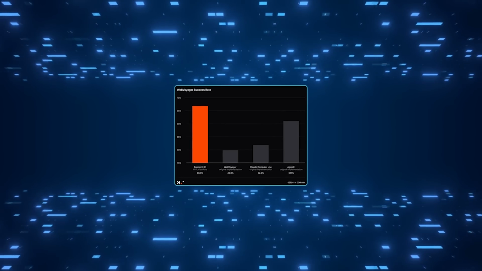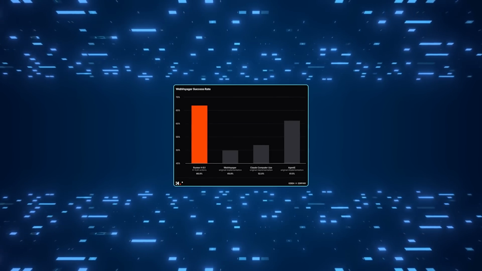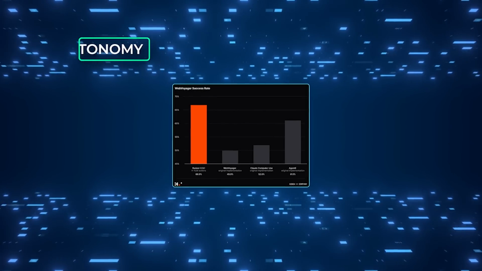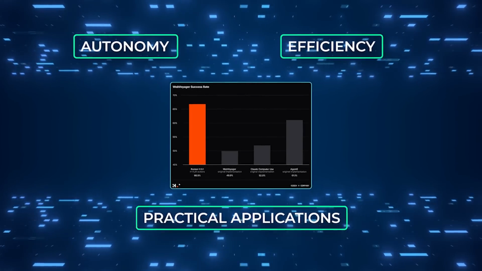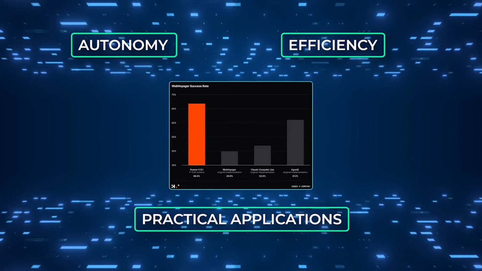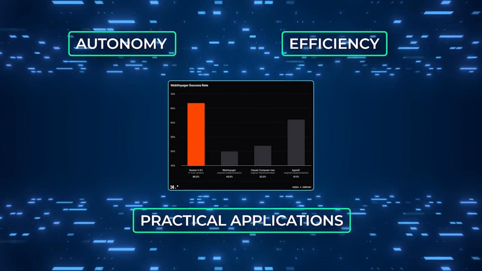For now, Runner H is a strong contender in the race to define the next era of AI. With its focus on autonomy, efficiency, and practical applications, it's setting a high bar for what agentic AI can achieve.